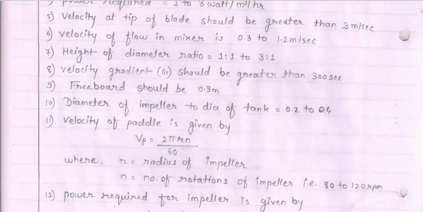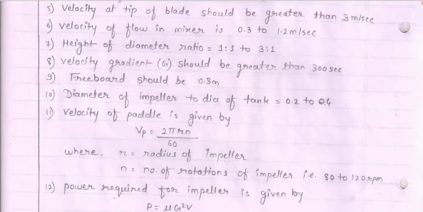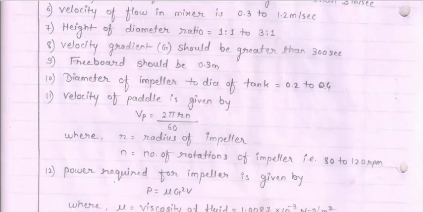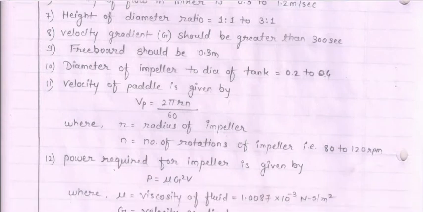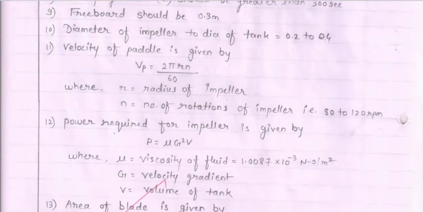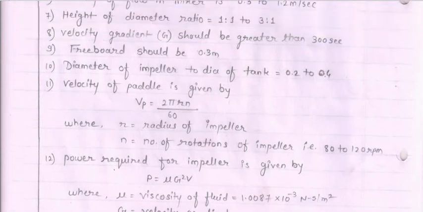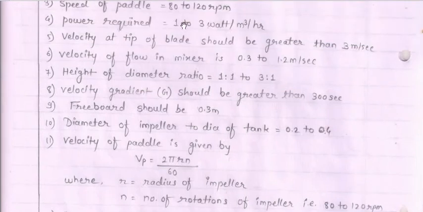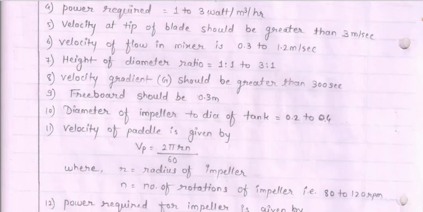Again, velocity of paddle is given by the formula Vp = 2πRN/60, where R is the radius of the impeller and N is the number of rotations. The power for the impeller is given as P = μ G² V. The power value is given to us, that is 1 to 3 watt per meter cube per hour.